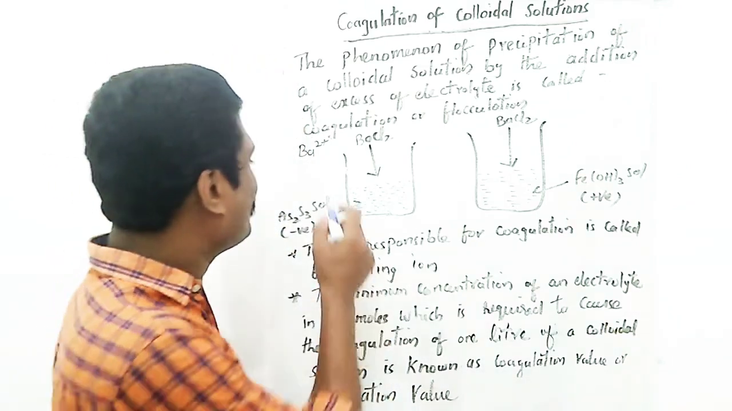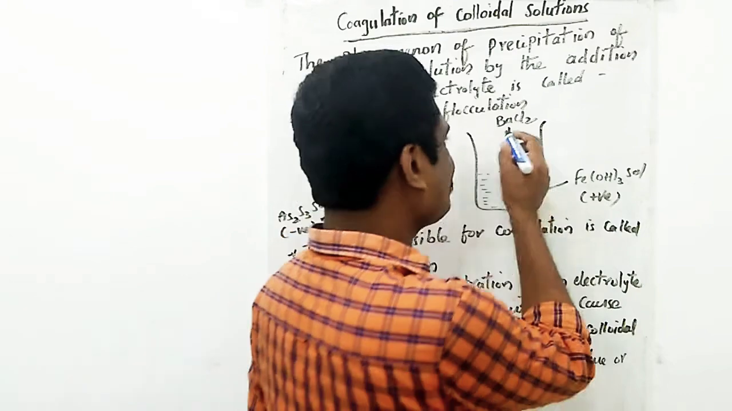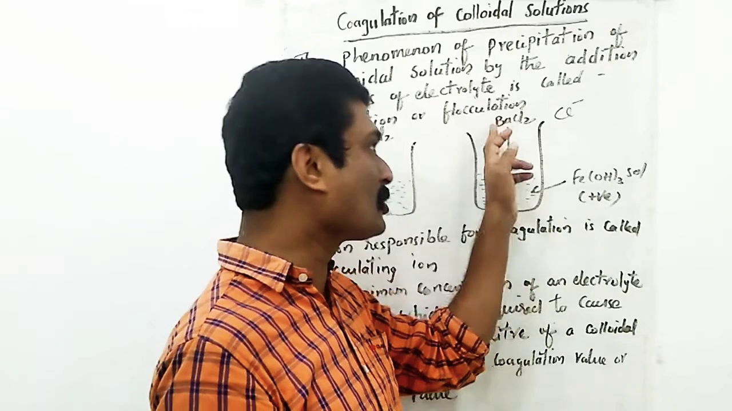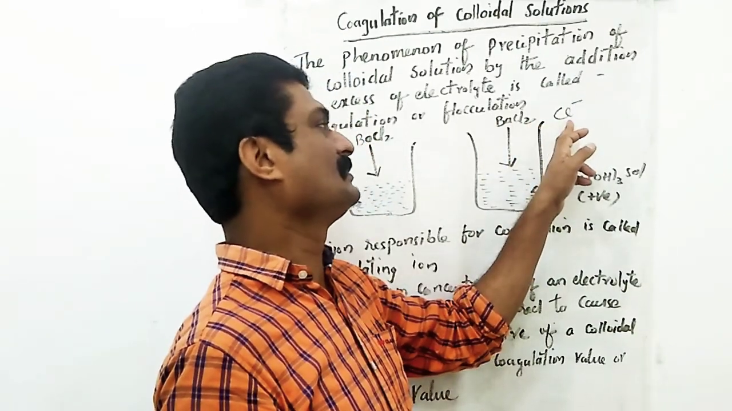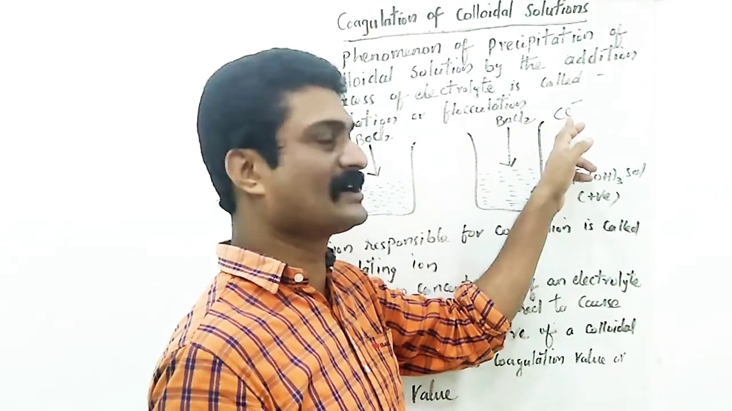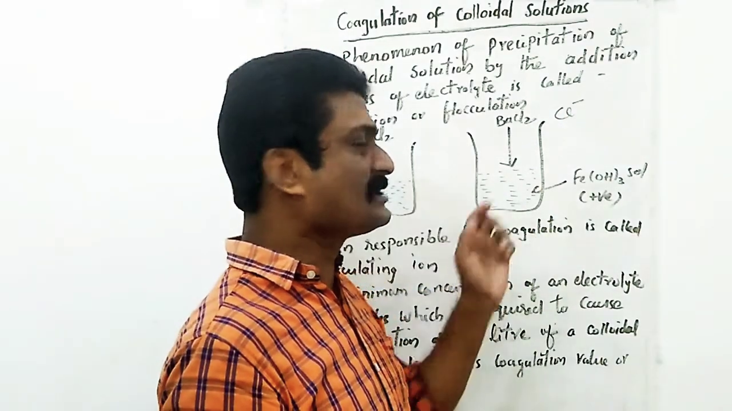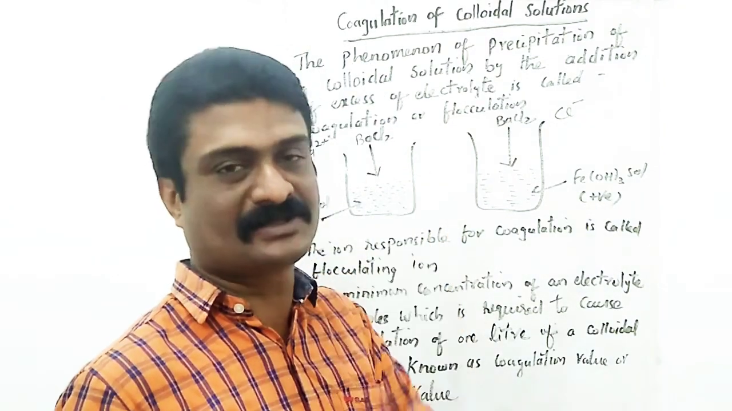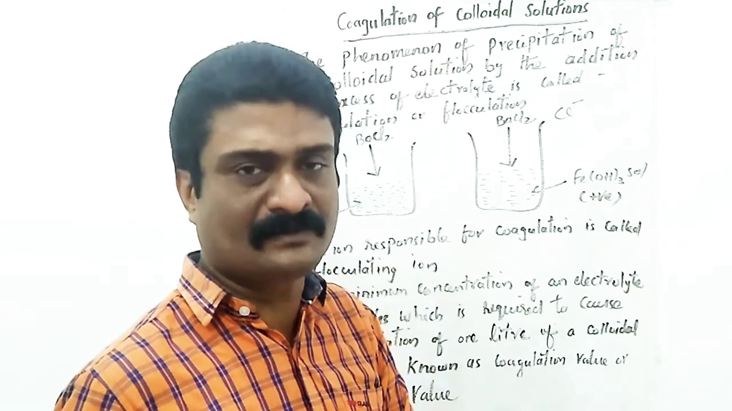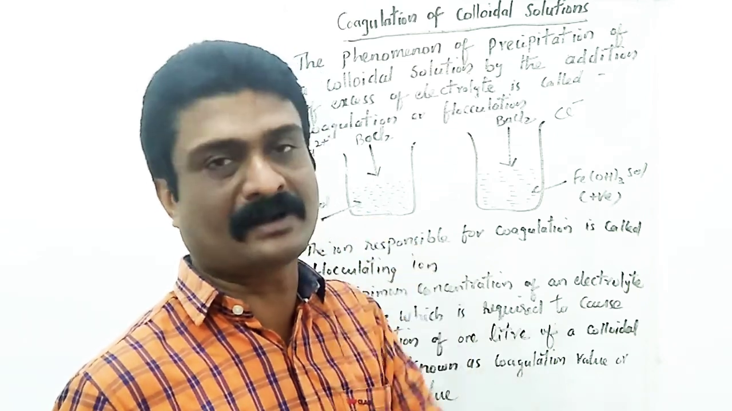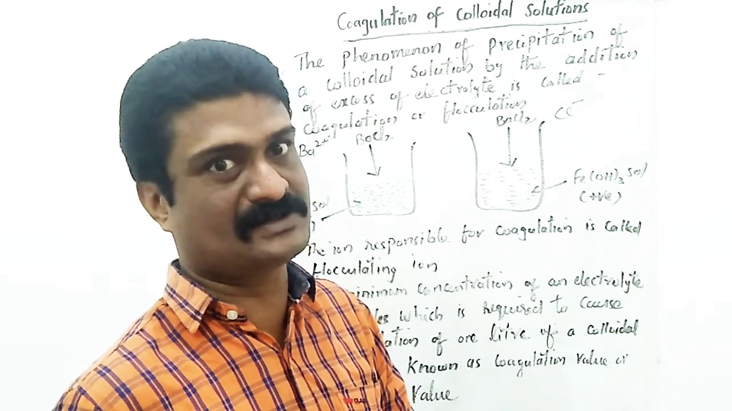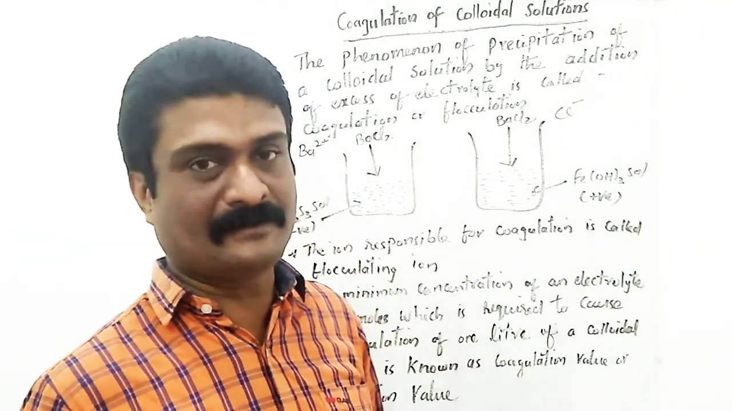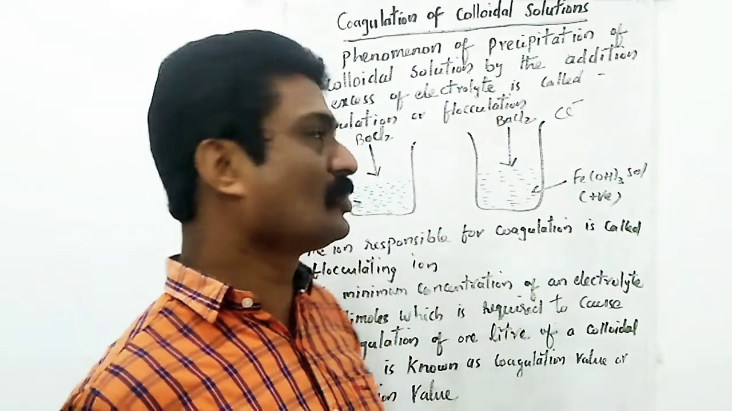Here, the Cl- ion of the electrolyte barium chloride interacts with positively charged ferric hydroxide colloidal particles. The charge gets neutralized, they come closer to form bigger particles, that is, precipitate. The ion responsible for coagulation or precipitation is called the flocculating ion.